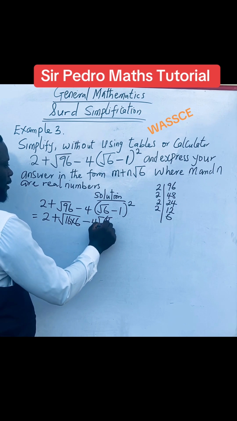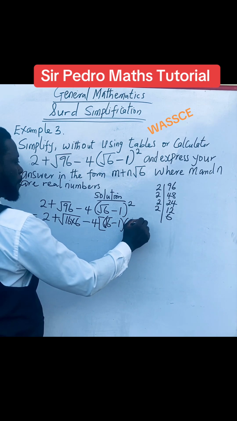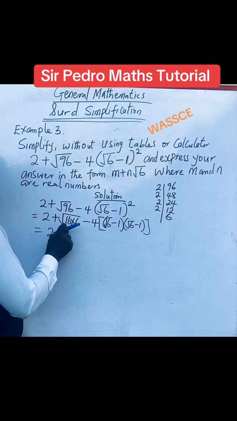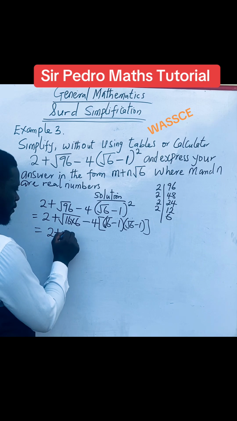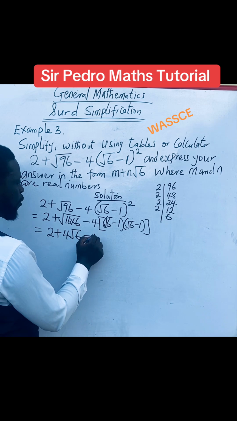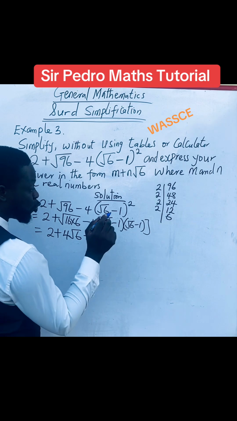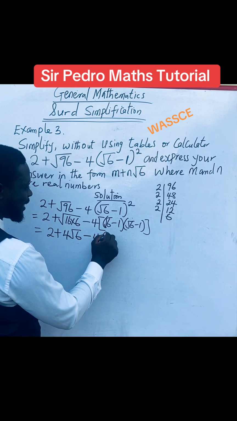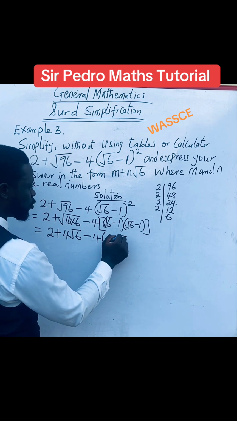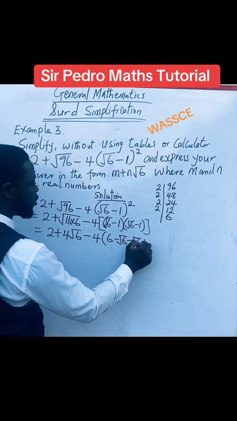So (√6 − 1)(√6 − 1), so expand that. So we have here 2 plus √16 is 4, so 4√6, because 6 has no perfect square root. So we have minus 4. So this one, expand this. √6 times √6 will give us √36, that is 6, okay? √36 is 6. So √6 times −1 will have minus √6. Minus 1 times √6 will have minus √6. Minus 1 times minus 1 will give us plus 1.